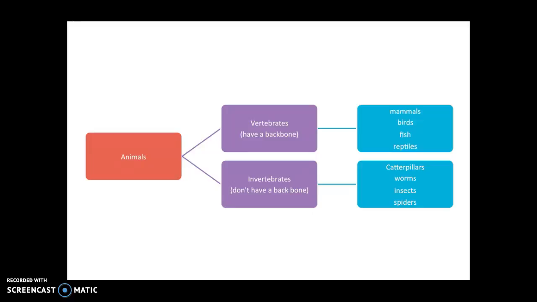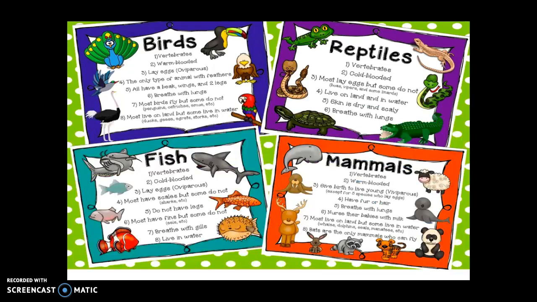And here we have a couple of examples. Vertebrates are mammals, birds, fish and reptiles, and invertebrates are, for example, caterpillars, worms, insects and spiders. So that students could see that there is still a relationship between what we're going to be doing today and what we had talked about in the past.